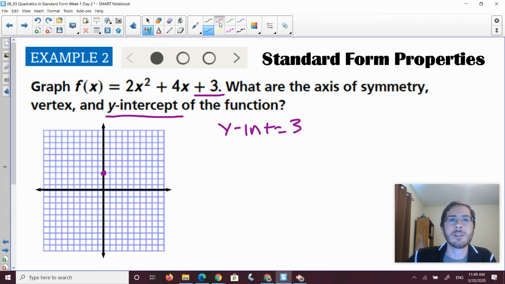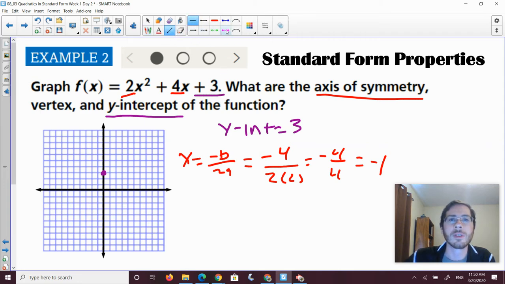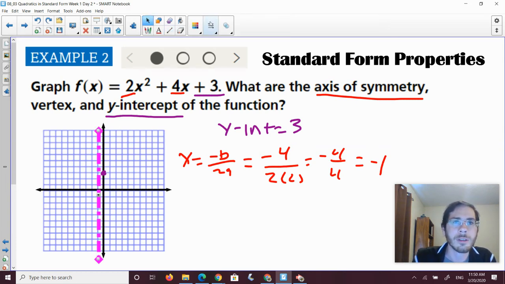To get the axis of symmetry, remember, to get the AOS, we had to use that equation: x equals negative b over 2a. If I look here, this is b. b is 4, so negative 4. 2a, well, a is 2, so 2 times 2. So negative 4 over 4, or negative 1. So I know that's where my axis of symmetry is. I need a nice dashed line at negative 1. All right, that's a really big dashed line. Let's see if we can change the settings on that. Make it a little bit thinner.